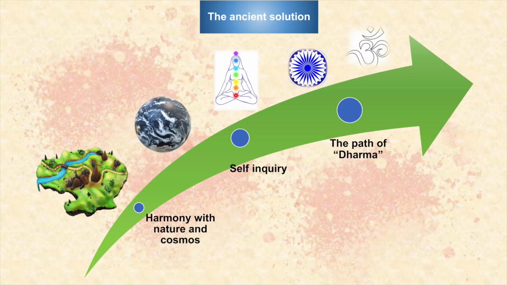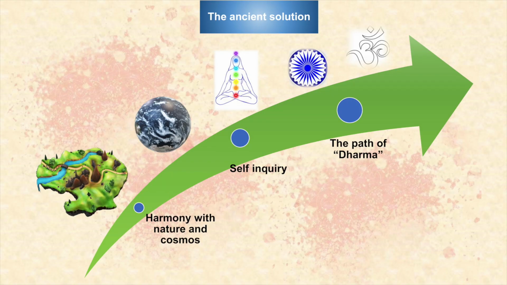Now we have discussed the problems. What are the solutions? Can we get the solutions from our ancient roots? The answer is yes. The possible solutions have been prescribed in our ancient scriptures. The first way is harmony with nature and the cosmos. We need to create a harmony between nature and the cosmos. Number two is the path of self-inquiry. We have to do self-inquiry to know who we actually are. In that way, we will be able to establish the balance between nature and our mind.